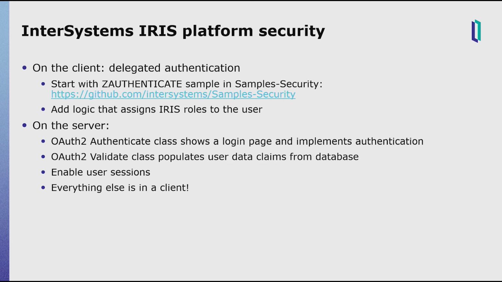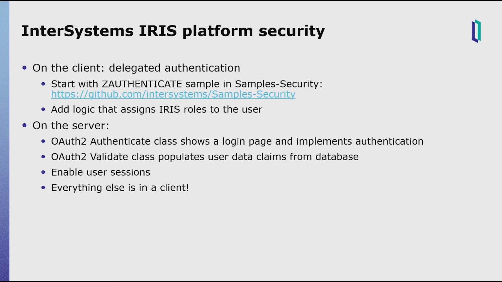A little bit more complicated is the authorization server. On the server, you don't need to worry about ZAUTHENTICATE. Instead, you implement authentication in those custom OAuth 2 classes that you saw before. The authenticate class is going to show your login page and implement authentication. So for our case with username and password, we look at the submitted password, hash and salt it, and compare it against our hash stored in the database.